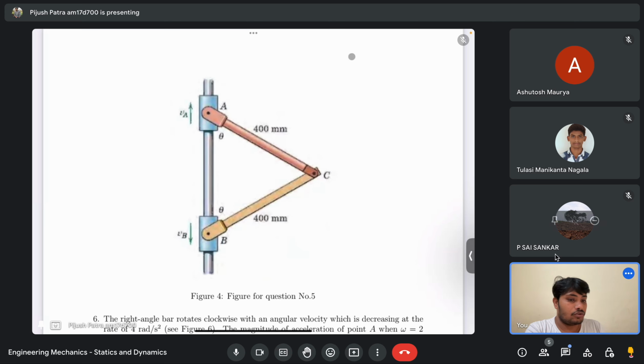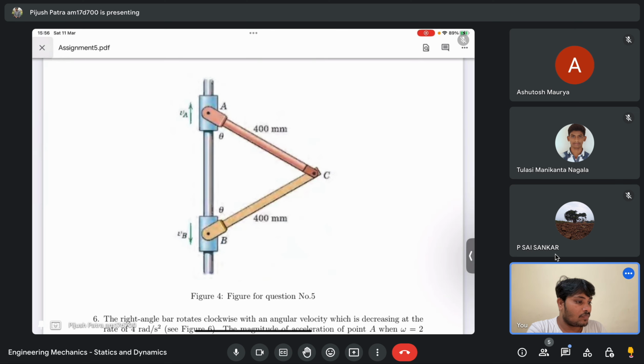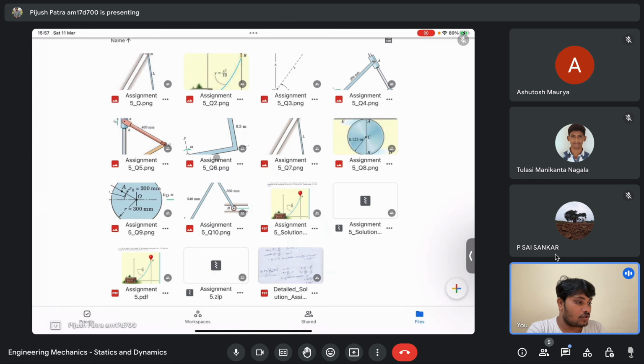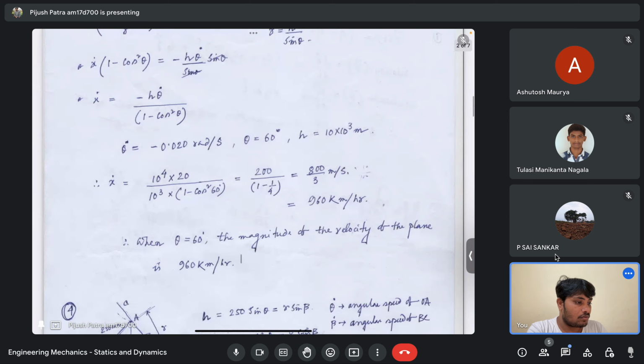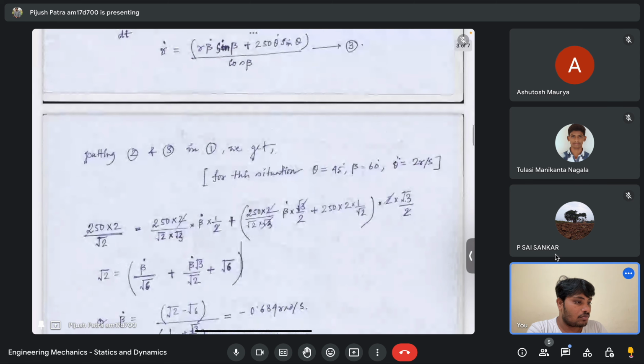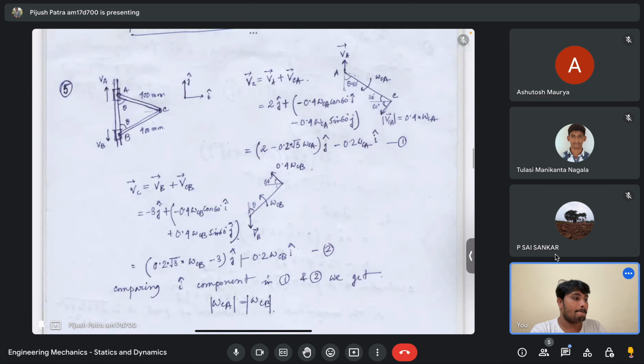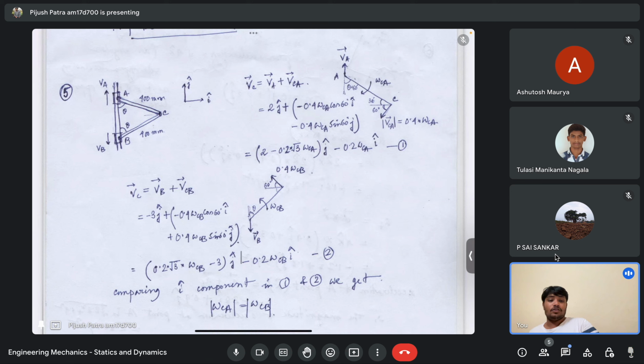Okay, so I'll just go to the solution of this question. Yeah, so this is how you need to do it, using the concept of the relative velocity.